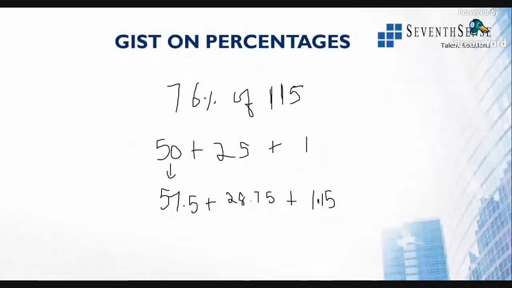57 plus 28. So 78 plus 7 is 85. So 85. You can do this in your mind or we can directly add it quickly. 85 plus 0.15 plus 0.5 is 0.65. 0.65 plus 0.75 is 1.4. So that becomes 86.4. 76% of 115 is 86.4.